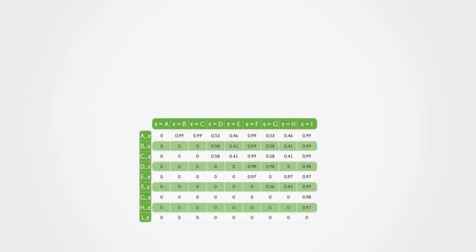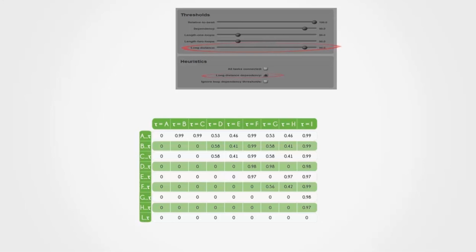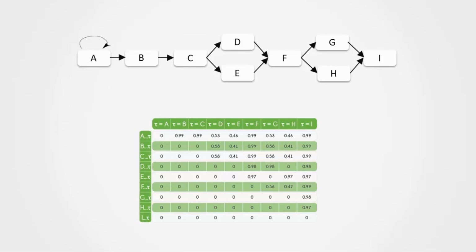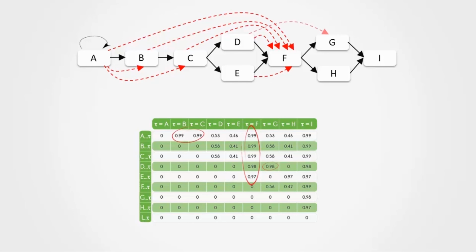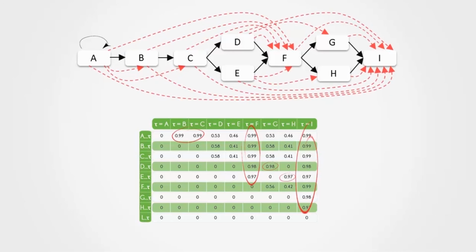Now let's set the parameters to the ones shown in the screenshot with a value of 90% for long-distance relations and checking the long-distance dependency heuristic box. We see that 5 relations are above the threshold. However, only 2 are relevant and added to the model. The reason to discard the rest is that the model does not allow the first activity to happen without executing the second one at some point in time before the end. So it can be seen in the model that every time that A is executed, B and C will eventually happen. The same happens for F and I.